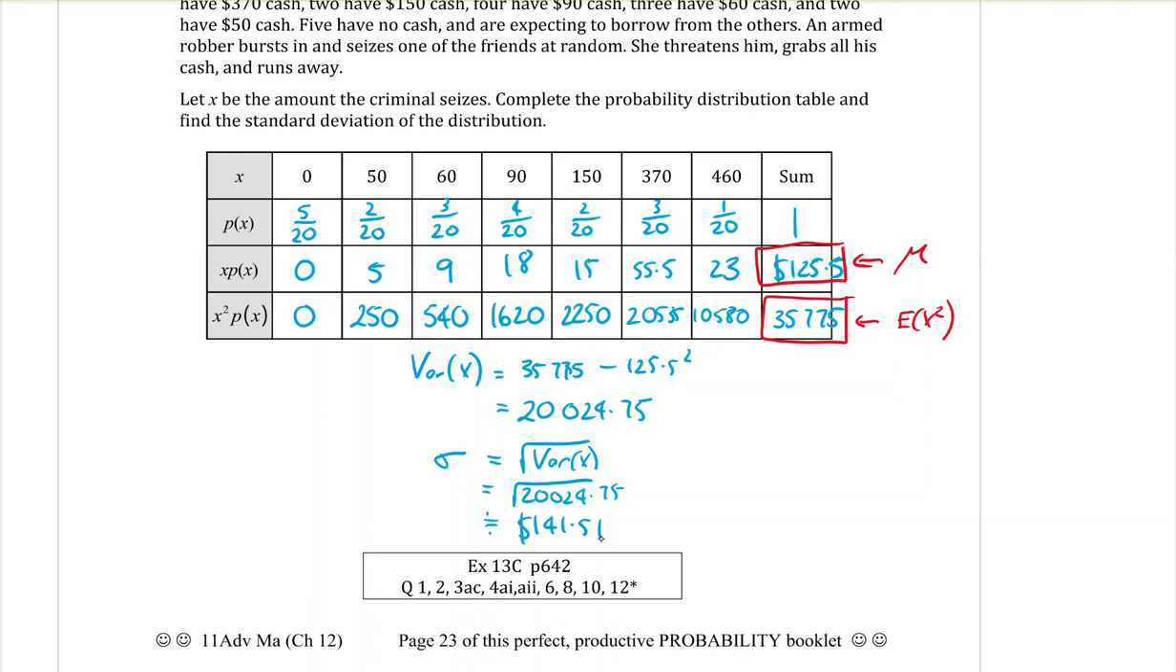$125.50. Okay? So in 13C, you're going to have to do lots and lots of these tables, so it will be a lot of tables to fill in. I think the first couple of questions say to use both tables. Do the same question twice, once with the first method, once with the second method. Okay? And lots of calculating.